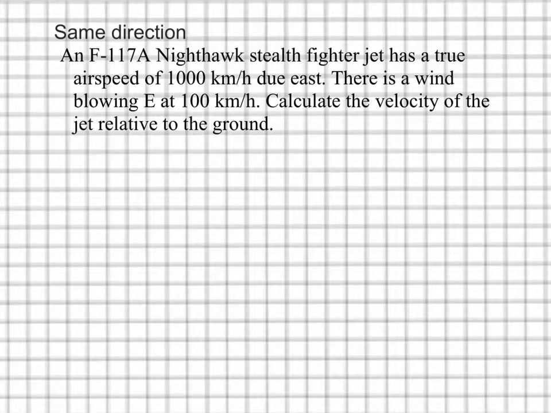So the jet is moving 1,000 kilometers per hour due east, but then the wind is pushing it another 100 kilometers per hour also east. If you have vectors in the same direction, it's really easy. You just add them together. So you don't have to write anything out. If they're in the same direction, let's just add them. So our work would be showing that addition, okay, which I'm not going to write out here for you.